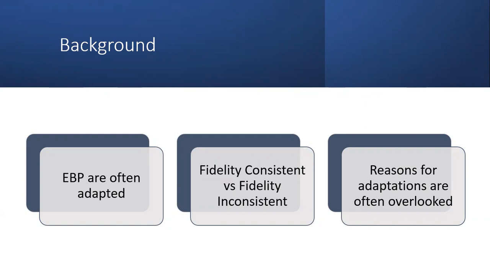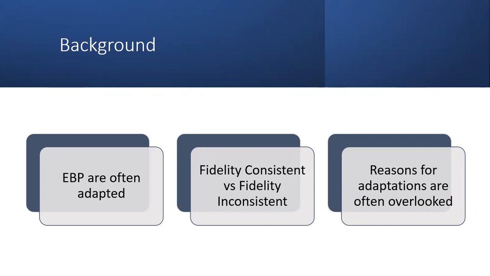While adapting EBPs, there needs to be a balance with fidelity, since adaptations can impact the effectiveness of an EBP. Adaptations can either be fidelity consistent or fidelity inconsistent with the EBP's core components, and they can ultimately impact patient outcomes. So fidelity consistent adaptations do not adjust the core components of an EBP, whereas fidelity inconsistent adaptations do actually alter the core components.